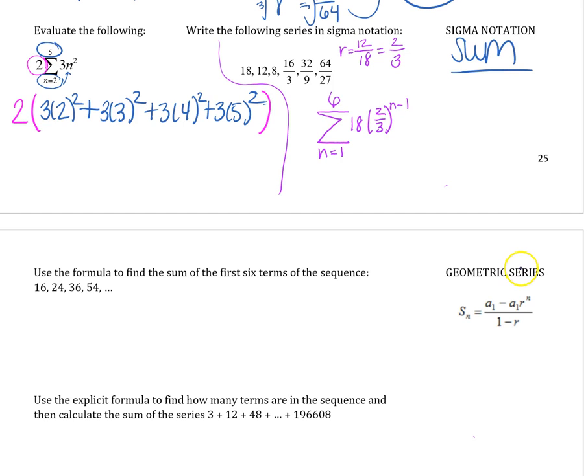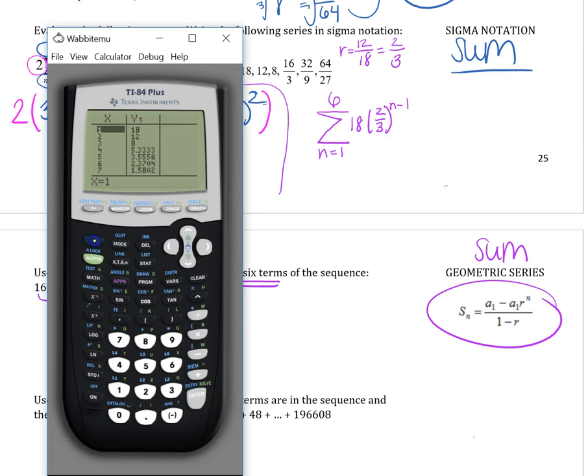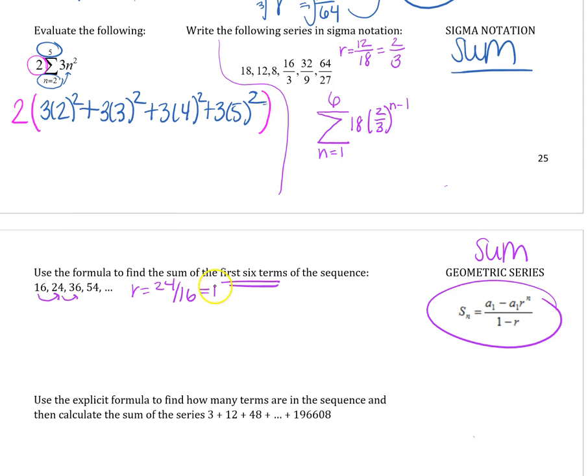All right, so geometric series. This is just the sum of a geometric sequence. This formula is given to you on your reference sheet. Use the formula to find the sum of the first 6 terms of this sequence. So first thing you have to look at is, what's the common ratio? It's not obvious at first, but 24 divided by 16 will give me the common ratio, because it's the term divided by the term before it. So 24 divided by 16. So 1.5. So our common ratio is 1.5.